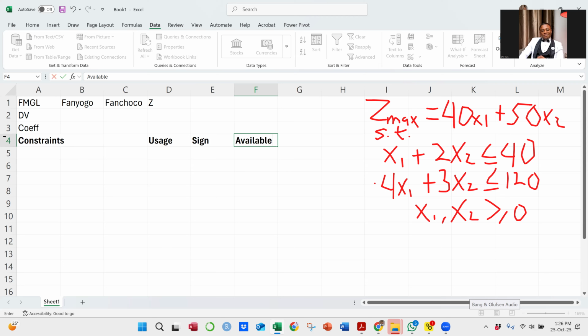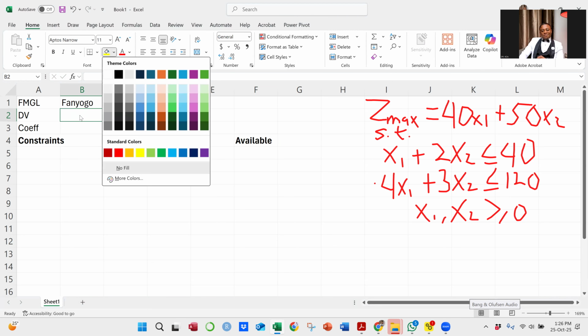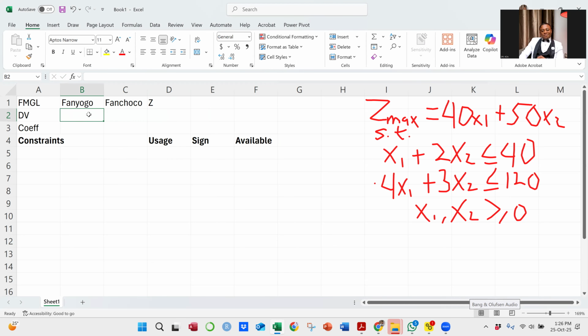Okay. The next thing to do is that when you are solving a linear program, you don't know the values of the decision variables. So the values for Fine Yogo and Fine Choco, we don't know them. For now, I can leave it open, but in order to show that they are not known, we can put their values as 0. So under Fine Yogo, write 0, under Fine Choco, write 0.